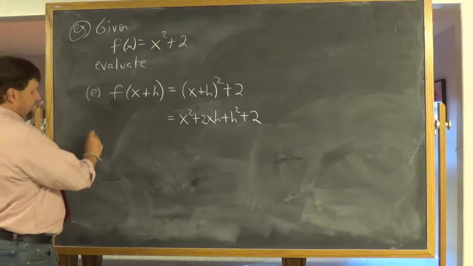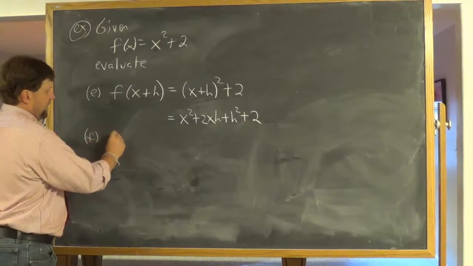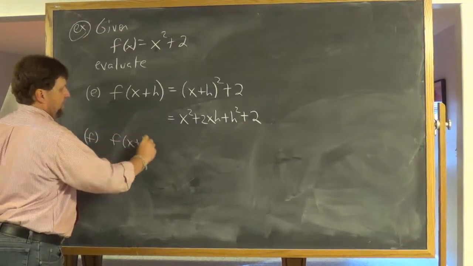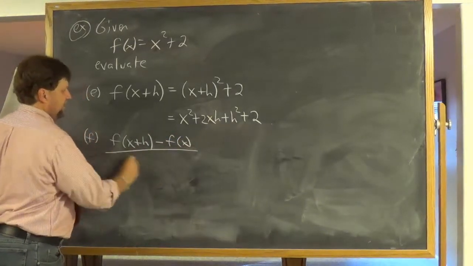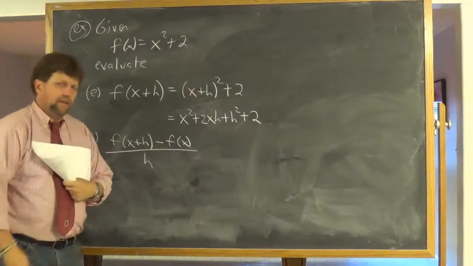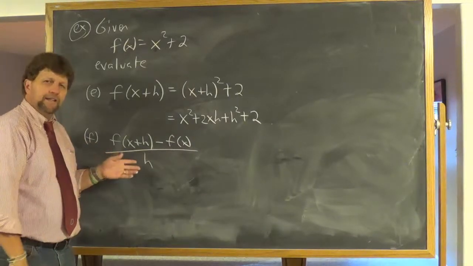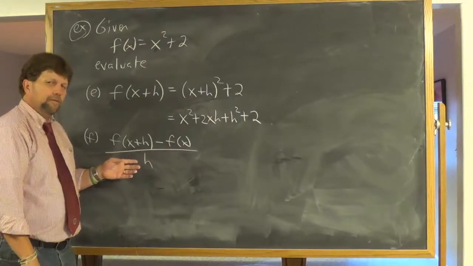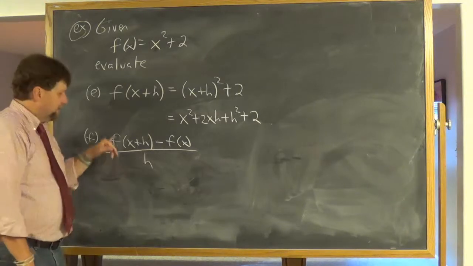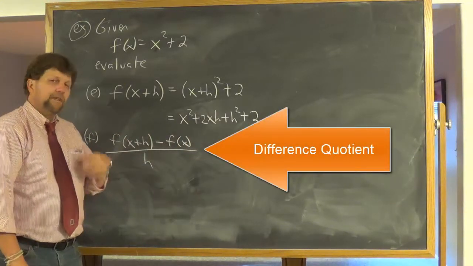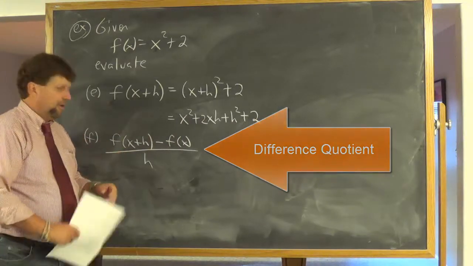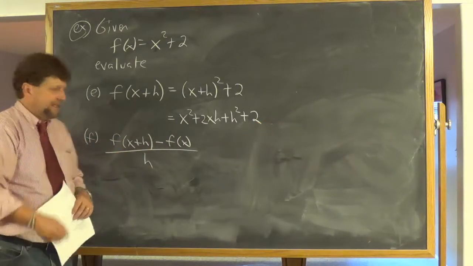So let's say part F, we're asked to do the f of x plus h minus f of x all over h. We see something nasty, ugly. Looks horrible, but it's not that bad. By the way, folks, this is called the difference quotient, something that you should read about. It's called the difference quotient, but it's the process.